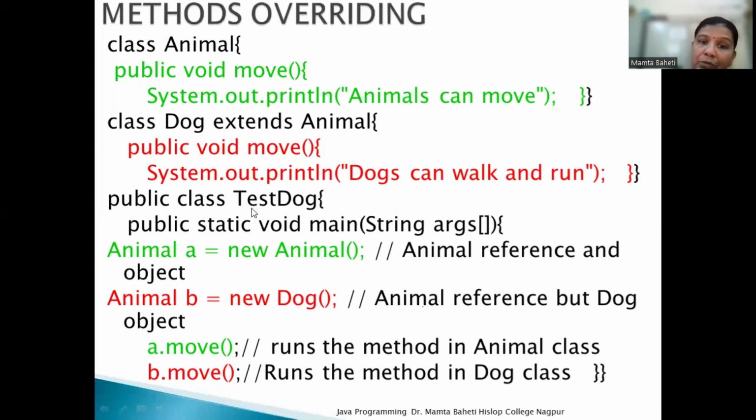Okay. Now I'll use one more class called TestDog. If I create the object of Animal, then a.move will give me the method of Animal. And if I create the object like this, see, Animal b equals new Dog, then b.move will give me System.out.println "dogs can walk and run". Here Animal is the reference, but the object is created as an object of class Dog. So likewise the methods are overridden.